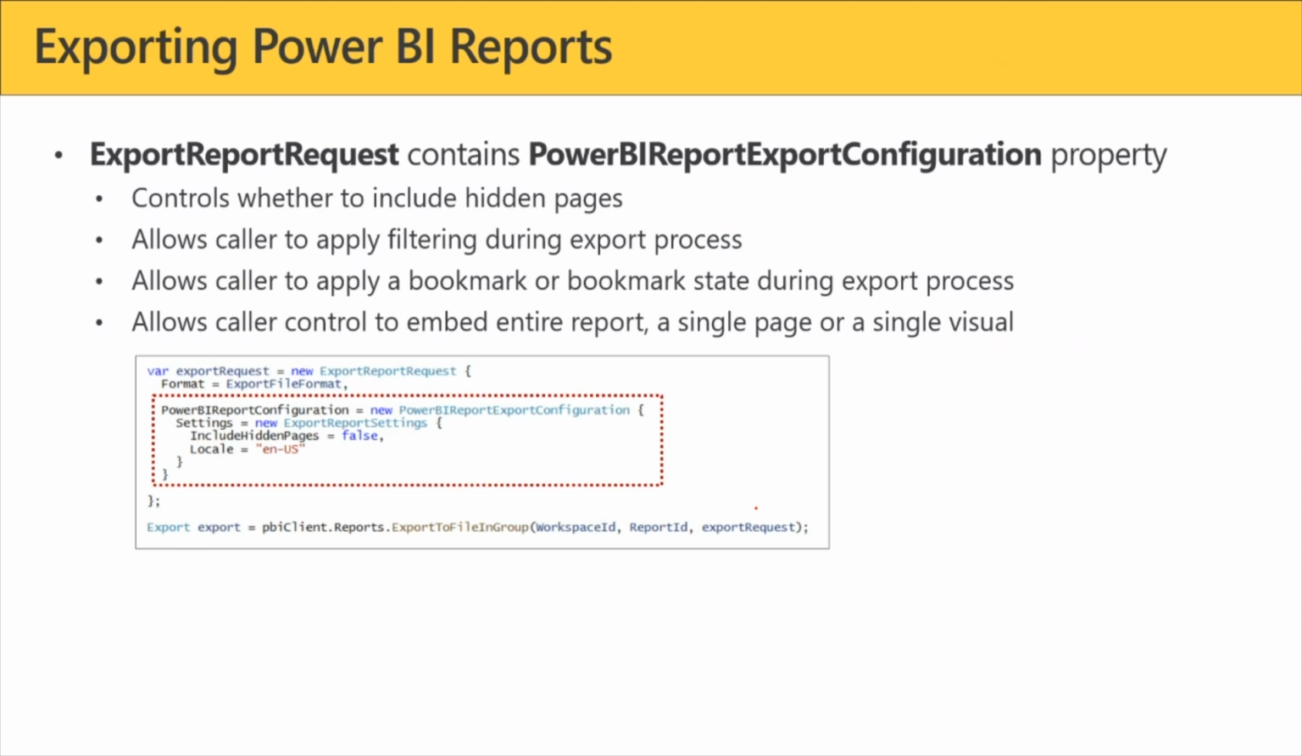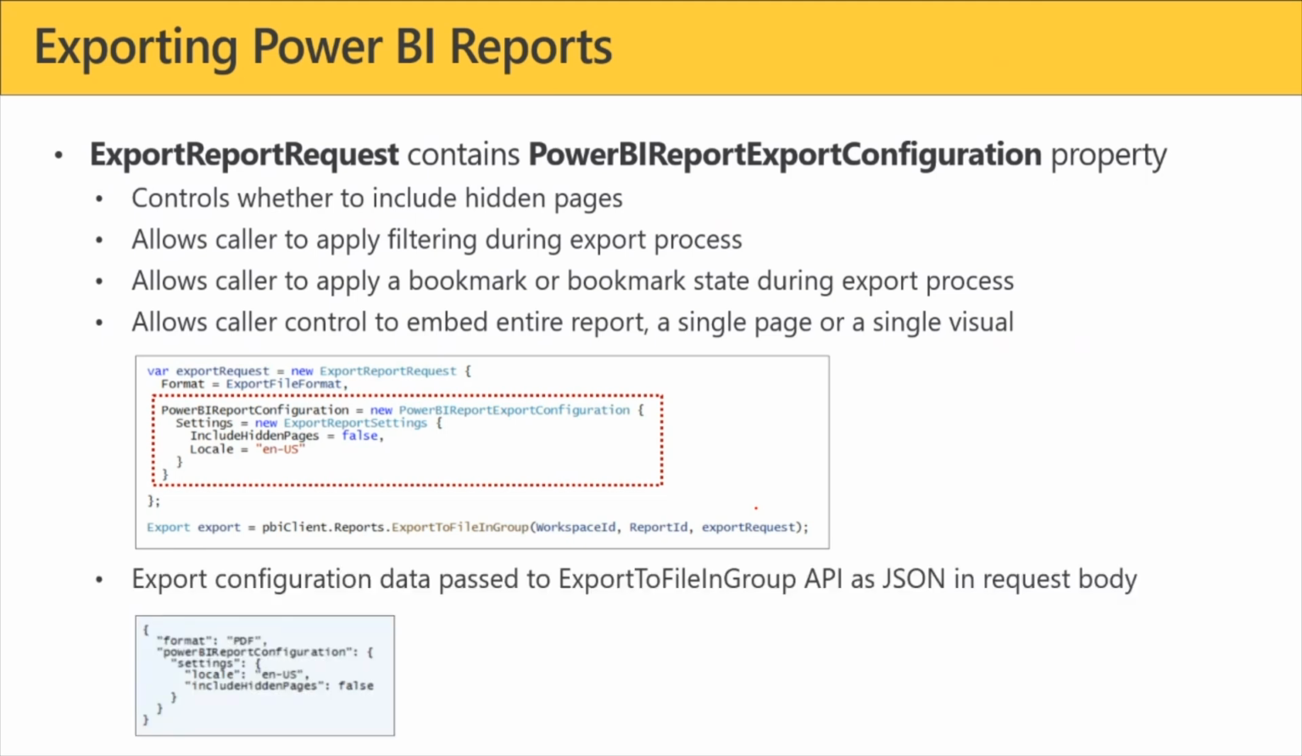Now, when you look at this code here, if you're writing C# code with the Power BI .NET SDK, you can write the code that you see in front of you. If you're not using .NET, you can't use the Power BI .NET SDK, so you're going to have to figure out what the request body JSON is going to look like. So I just wanted to show that as well.